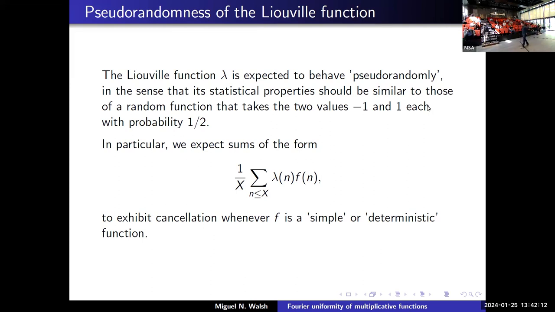The idea of this principle, which is a very useful principle, is as follows. Say you're studying some problem in number theory, and you end up with a sum of this type. Now, as long as f is a function that arises naturally in your problem, but it's not the Liouville function in disguise, it's not actually the Liouville function or very close to it, then it should always exhibit cancellation. So this principle, although it's not very rigorous, is extremely important in analytic number theory in general, but in particular to questions about prime numbers.